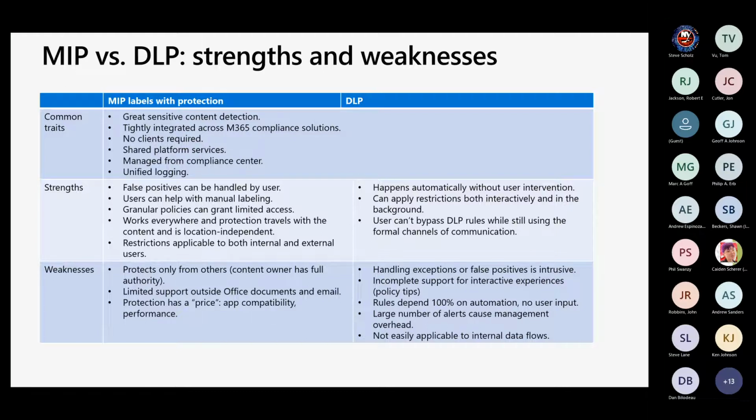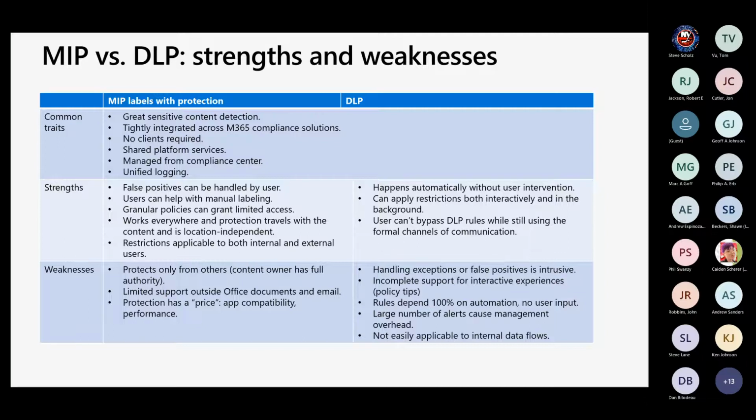Now, on the weaknesses, they also complement each other. So the first one is on the MIP label side. You only protect from others and the content owner has full authority. So when you create your own document and you apply a label on it that has encryption, if you are not included in the encryption of that label, because you are the originator, the owner of that content itself, you still have access to it. So you cannot take your access away as an owner by applying that label.